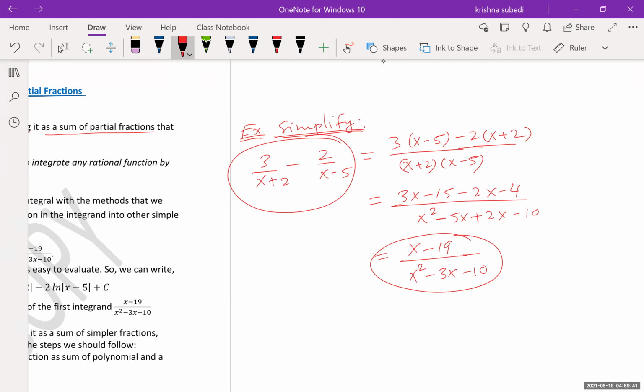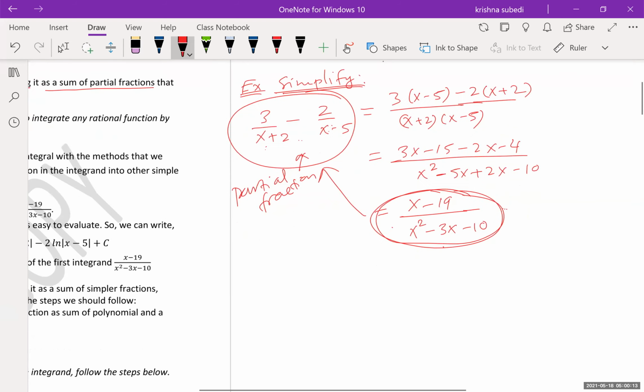So I split the given rational fraction into two easy, simple fractions. And that process is called partial fraction. So these fractions are called partial fractions for the given rational fraction. They are the partial fractions, these two guys.